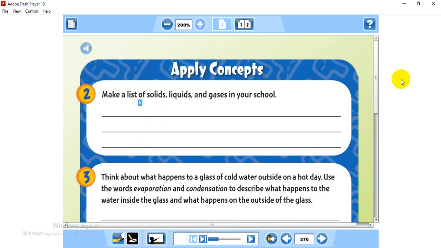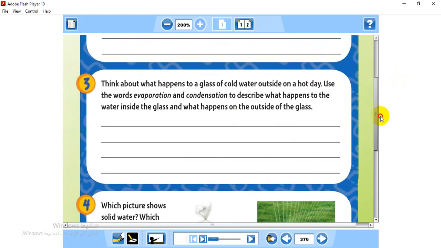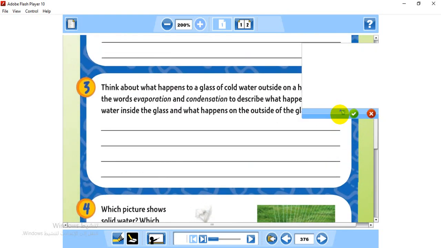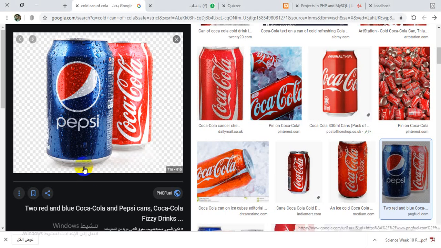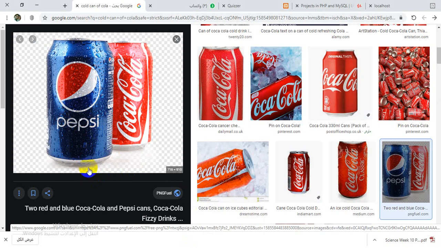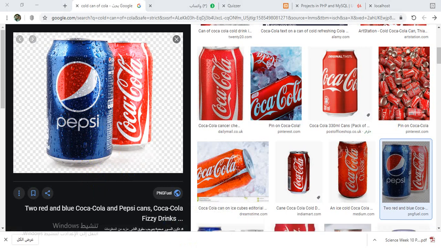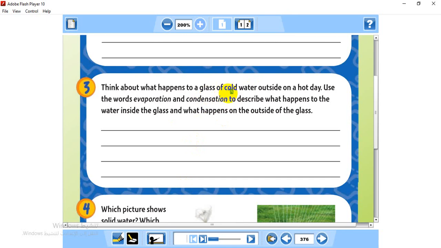Okay, now let's go to the next page here. Think about what happens to a glass of cold water outside on a hot day. Imagine a can that I showed you so many times, this one. It's a cold can that you keep on a hot day in a warm place. What will happen to this can exactly? So they're asking you about something cold that you keep in a warm place.